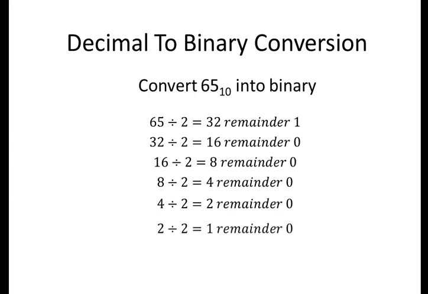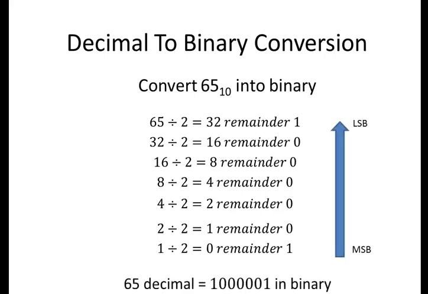recording the remainders until we get to this last stage, where we get 1 divided by 2 equals 0, remainder 1. Because our quotient has now reached 0, it's time to stop this process and write down our remainders in reverse order, from the most significant bit, which is the last bit recorded, to the least significant bit, which is the one we first started with. So 65 in decimal is equal to 1000001 in binary.